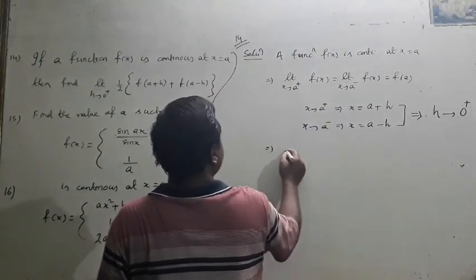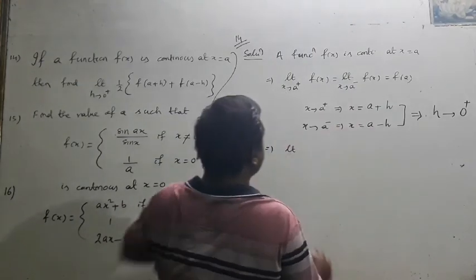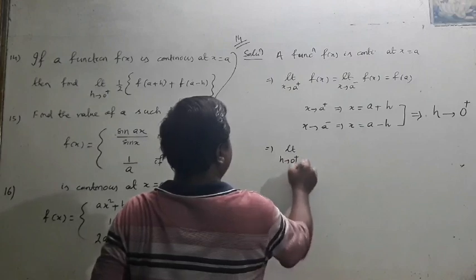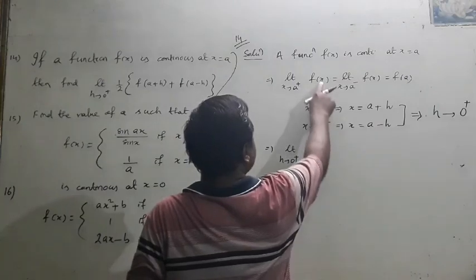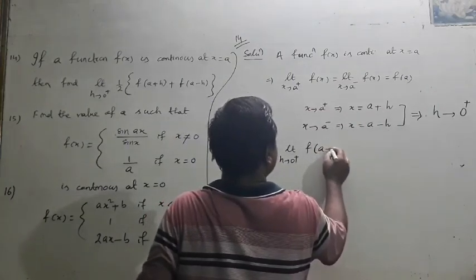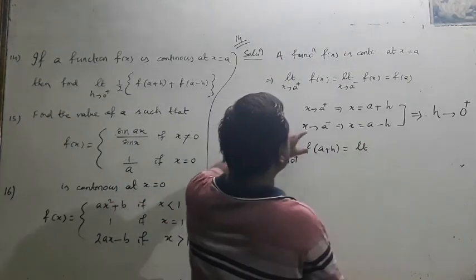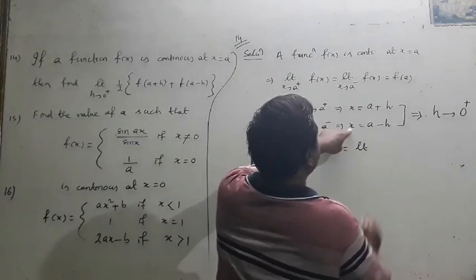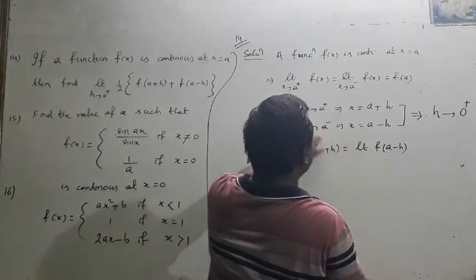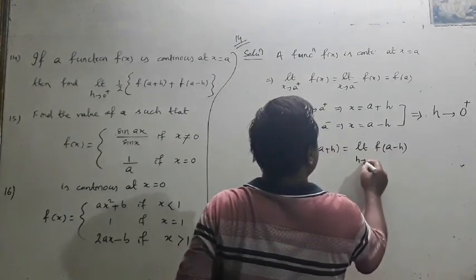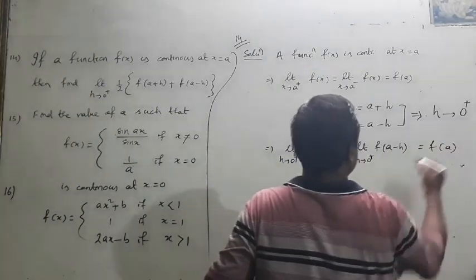So if it is a very small quantity, then look here. In place of x tends to a plus, I can write h tends to 0 plus. And for x tends to a plus, x is a plus h, so f(a plus h). Limit again, x tends to a minus. In place of x, I will write a minus h. And that h tends to 0 plus. And it is equal to f(a).